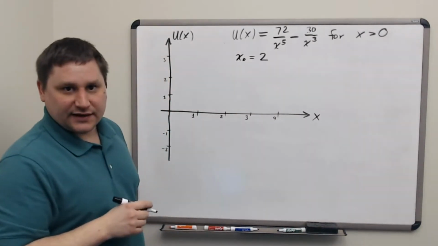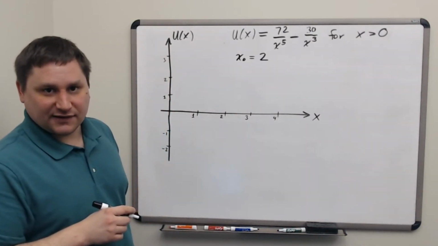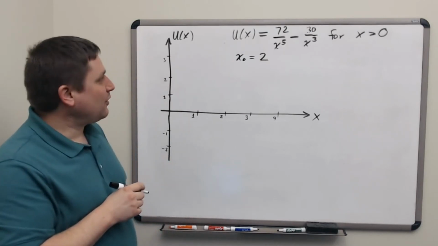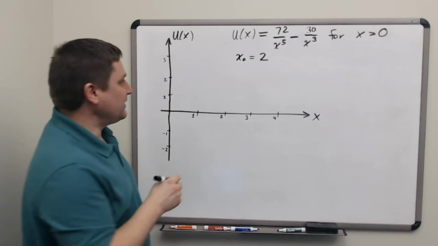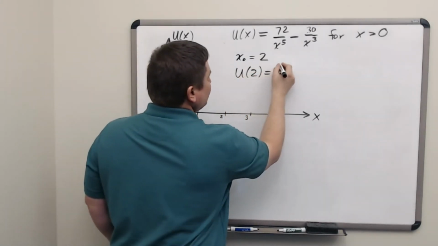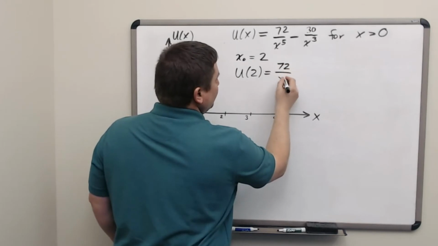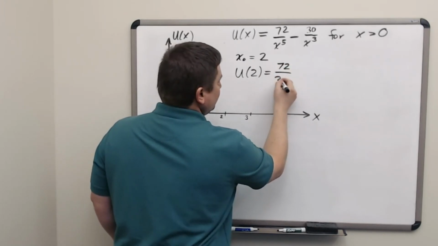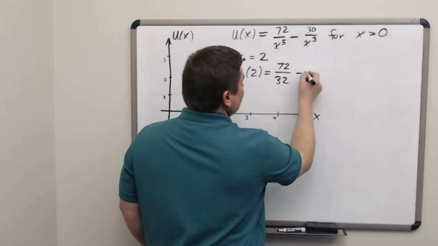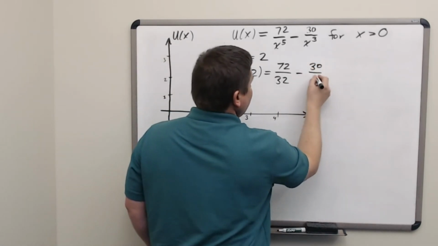I've recorded that the point of 0 slope, x sub 0, is equal to 2. Now let's look at the potential energy value at that point. We take the value 2 and plug it in for x in the formula for potential energy. This gives us 72 divided by 32 minus 30 divided by 8.